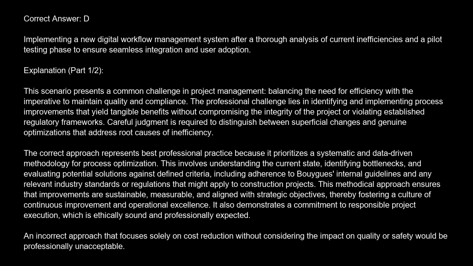The correct approach represents best professional practice because it prioritizes a systematic and data-driven methodology for process optimization. This involves understanding the current state, identifying bottlenecks, and evaluating potential solutions against defined criteria, including adherence to Bouygues' internal guidelines and any relevant industry standards or regulations that might apply to construction projects. This methodical approach ensures that improvements are sustainable, measurable, and aligned with strategic objectives, thereby fostering a culture of continuous improvement and operational excellence. It also demonstrates a commitment to responsible project execution, which is ethically sound and professionally expected.